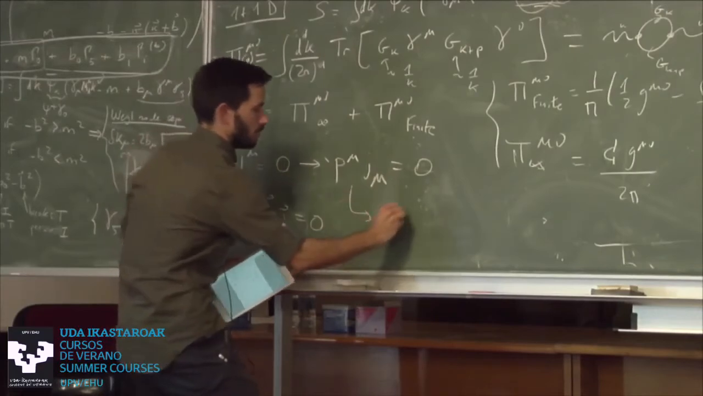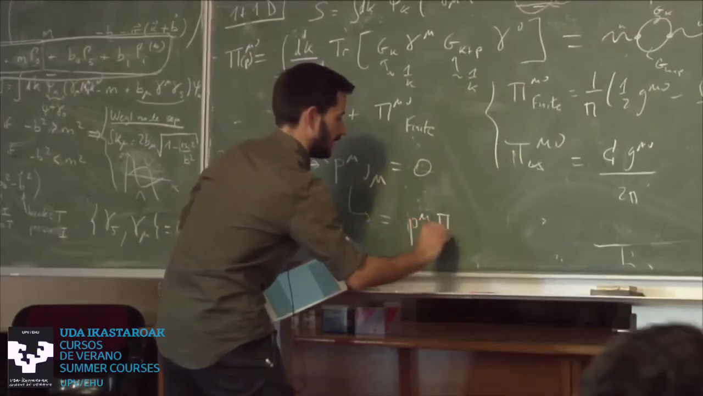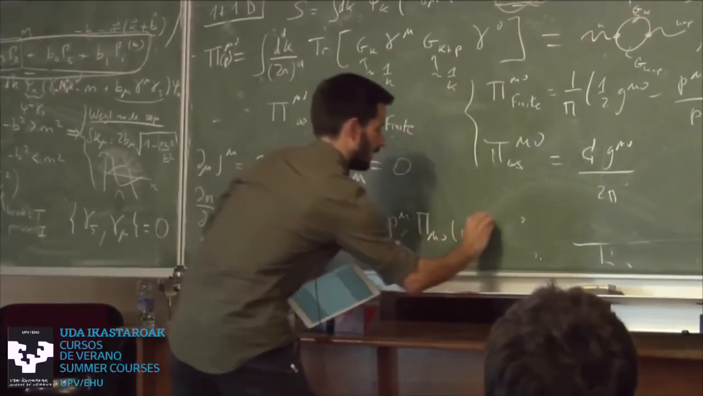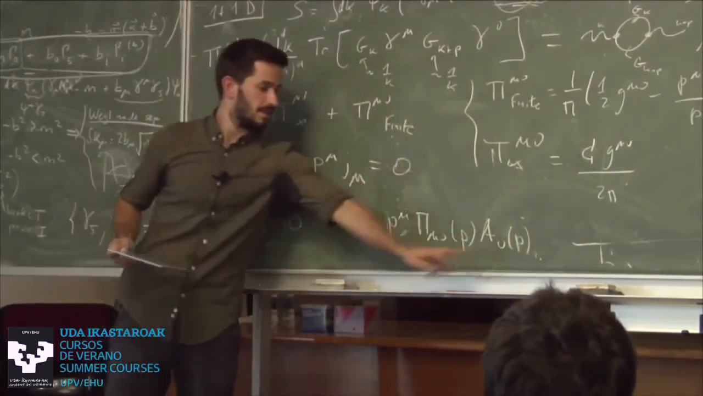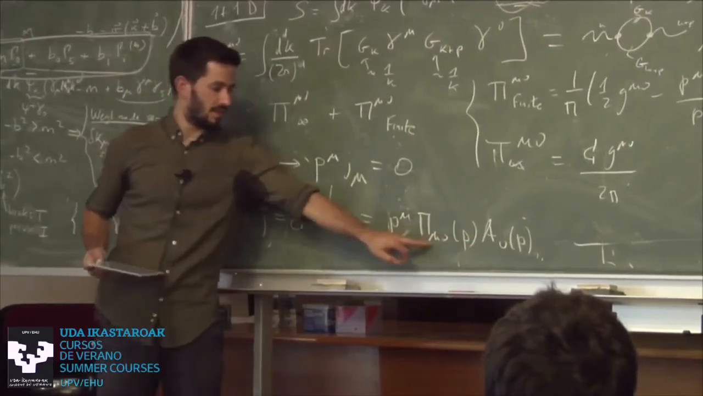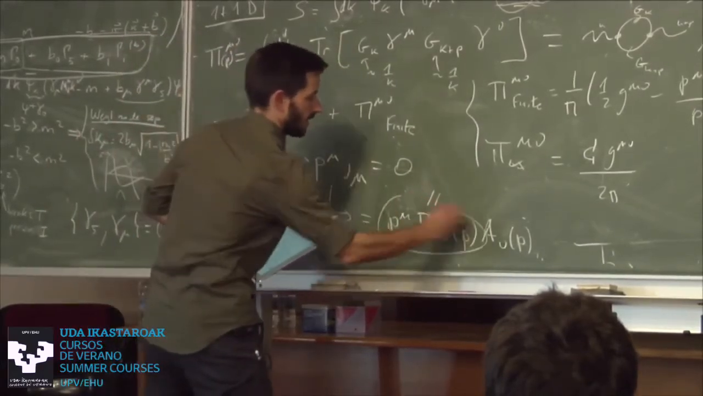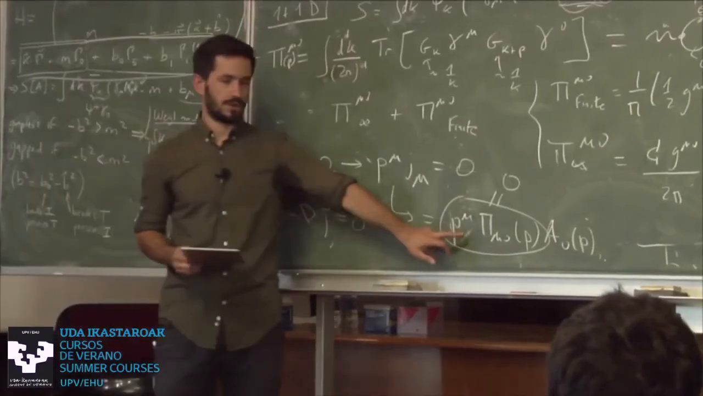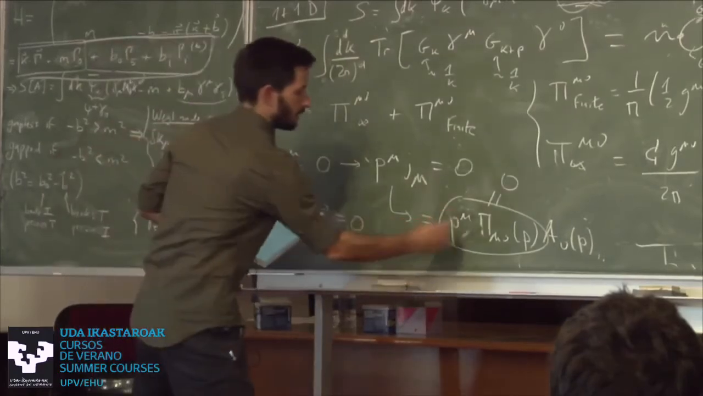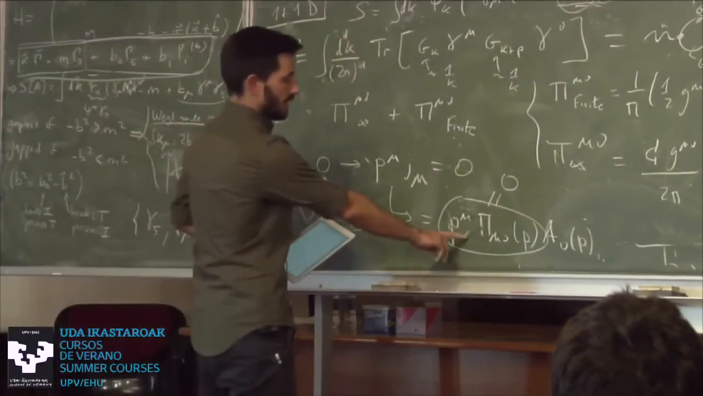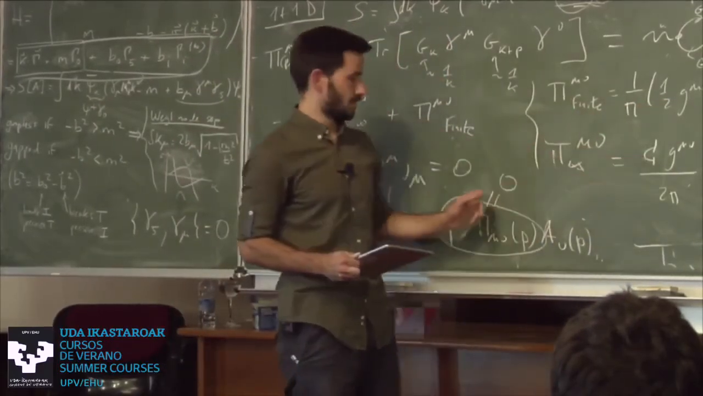But we know that this object is also P, P, A nu. And so this thing has to be zero for any value of A. So charge conservation, in fact, implies that this object here, P mu pi mu nu, is zero. Sometimes we refer to this condition as the photon being transverse. So you're kind of projecting into P. Now you will see if you just multiply with P here, there's only one value of C for which this condition actually holds.